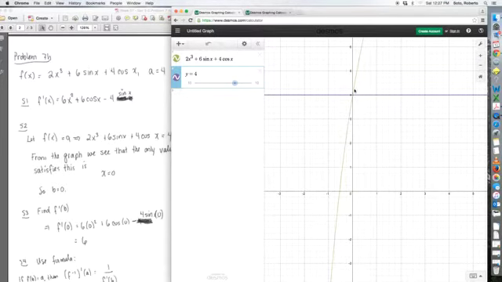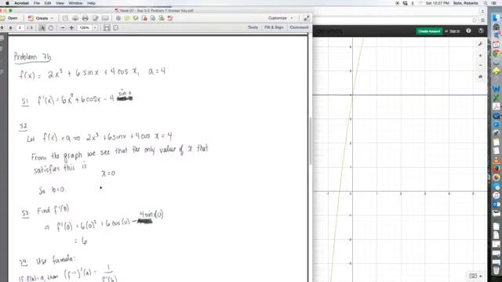And that one point is when x is 0. And so from the graph, we know that the input is 0. And you can check. When you plug 0 into the 2x cubed, you get 0. When you plug 0 into the sine x, you get 0. And when you plug 0 into the cosine x, well, cosine of 0 is 1, so you get 4. So it really is true that when you plug in 0, you get 4.